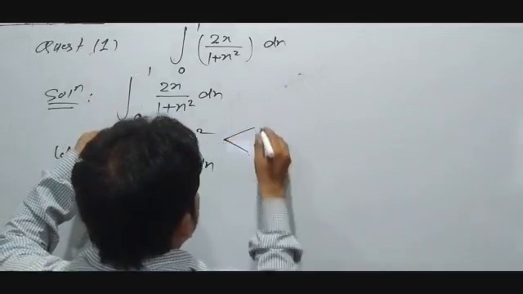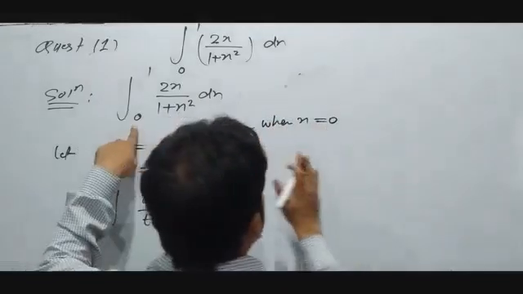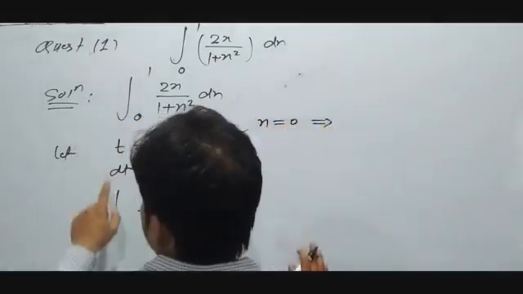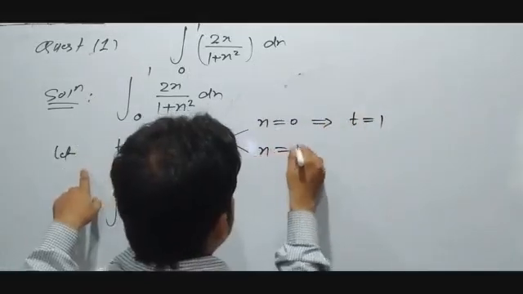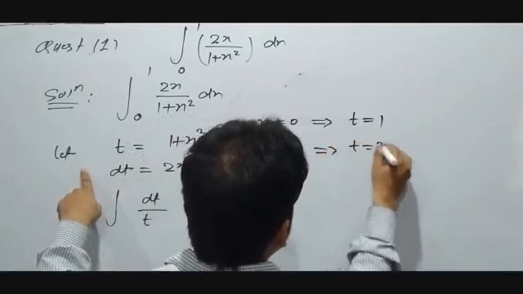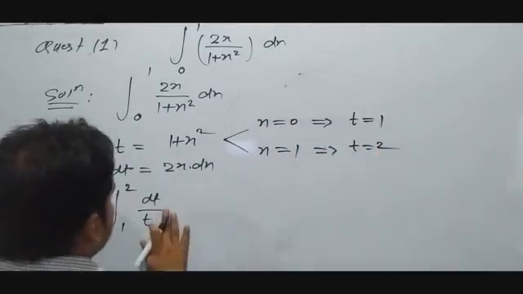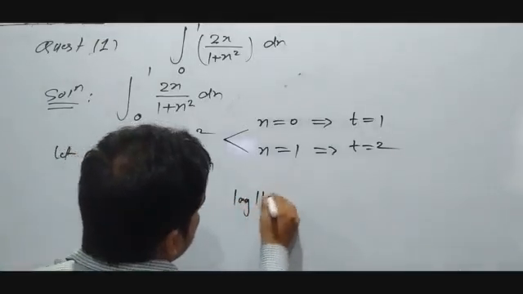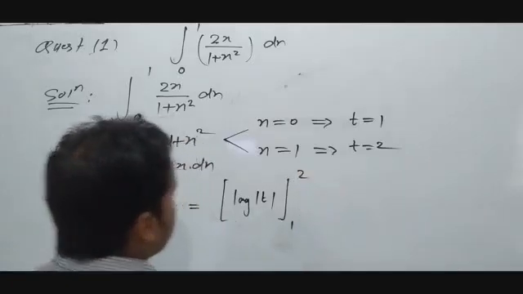So when x is equal to 0, this implies t is equal to 1, and x is equal to 1 implies t is equal to 2. So the limit is from 1 to 2, and you know its integration is log of t. So log of mod t in square brackets from 1 to 2.